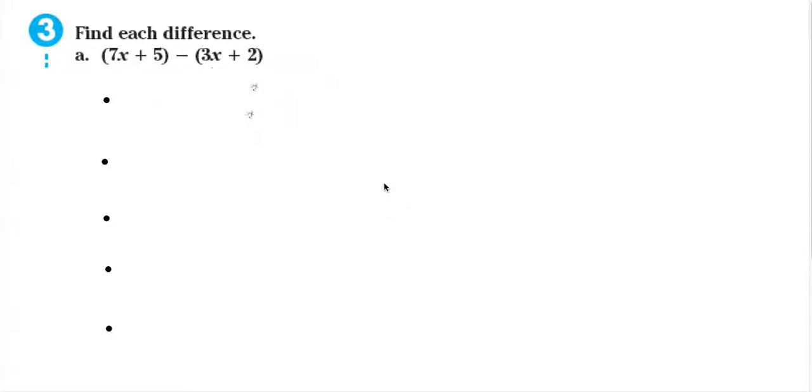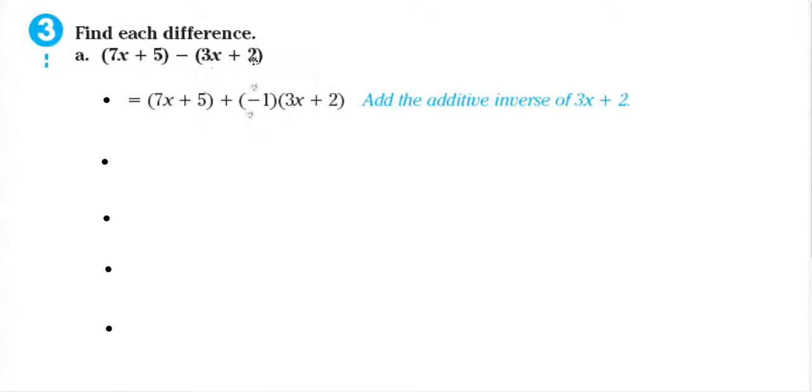Let's take a look at example number 3. Let's find the difference of 7x plus 5 minus 3x plus 2. And remember that when we subtract a polynomial, we add its additive inverse. So going back here, the additive inverse of 3x plus 2 is negative 1 times 3x plus 2.